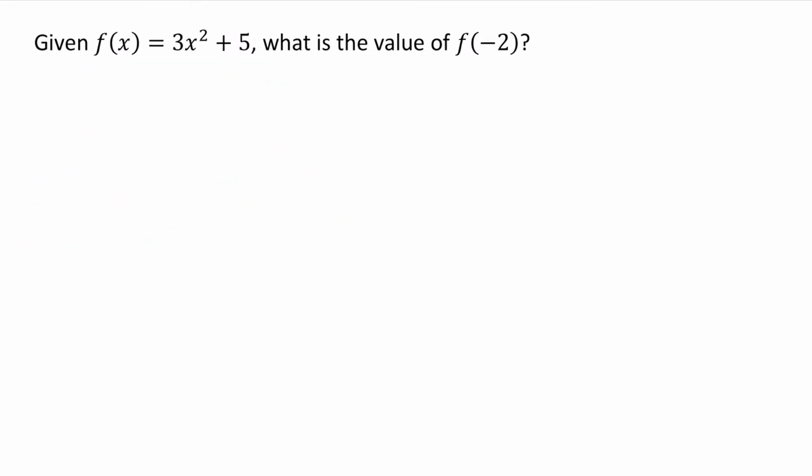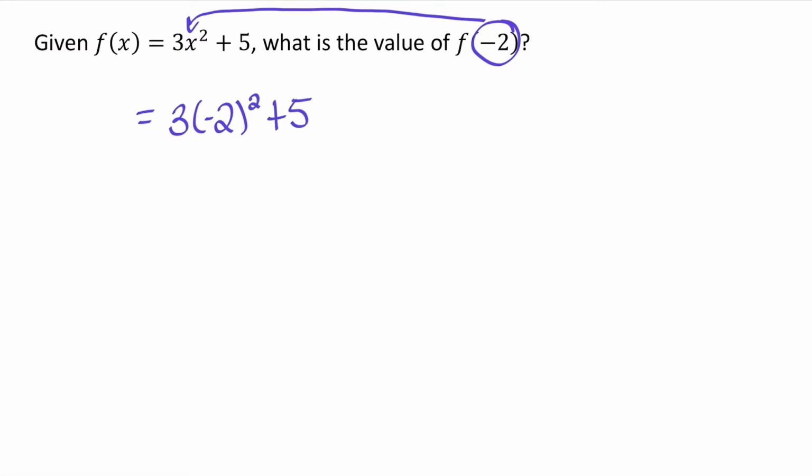So given that f of x equals 3x squared plus 5, what is the value of f of negative 2? So once again, I'm going to take this x value of negative 2 and plug it into my equation. So I have 3 times negative 2 squared plus 5. So remember, I still need to follow order of operations. So I don't have, well, it's not really a parentheses, right? It's like an exponent, so I'm going to do the exponent first.